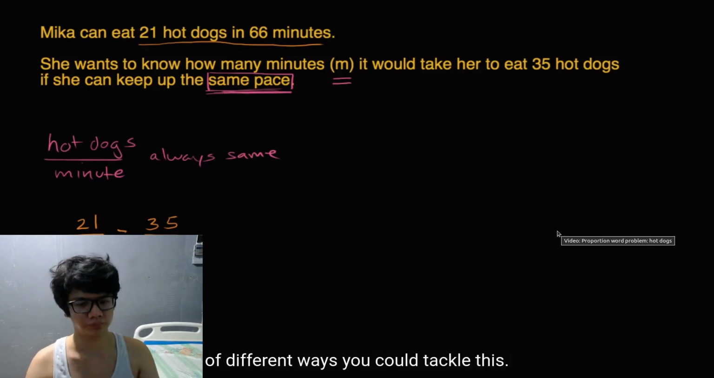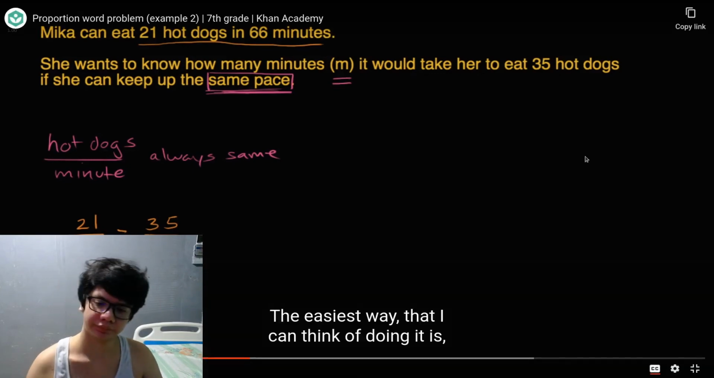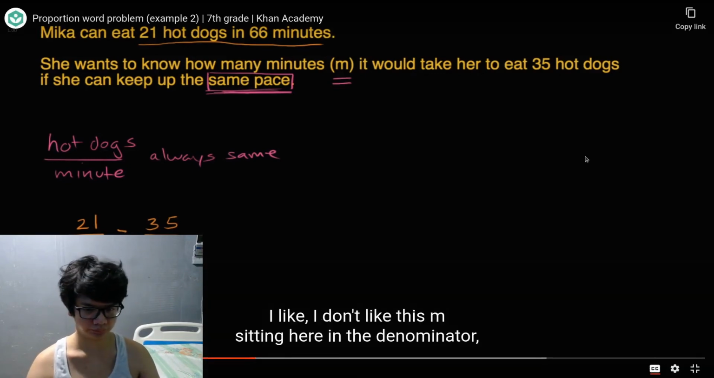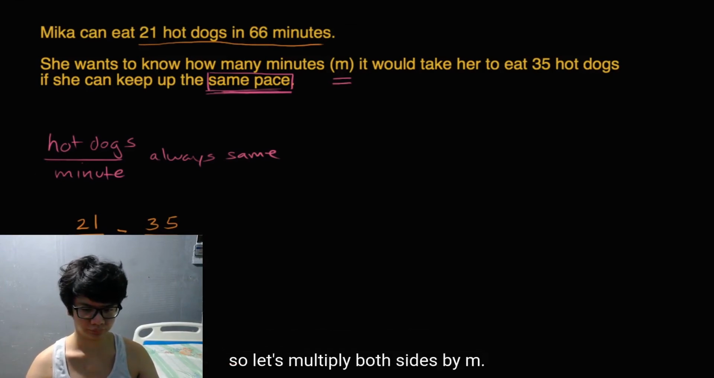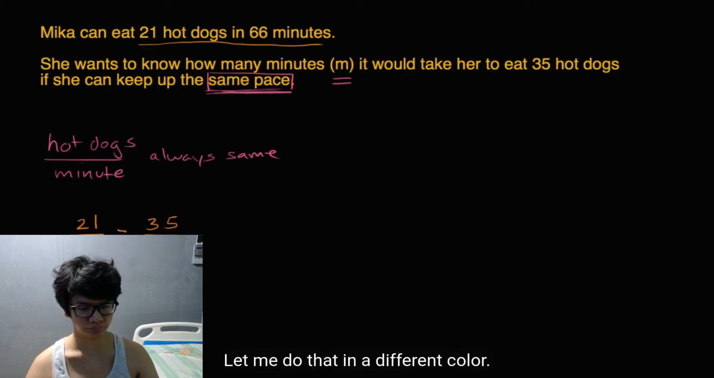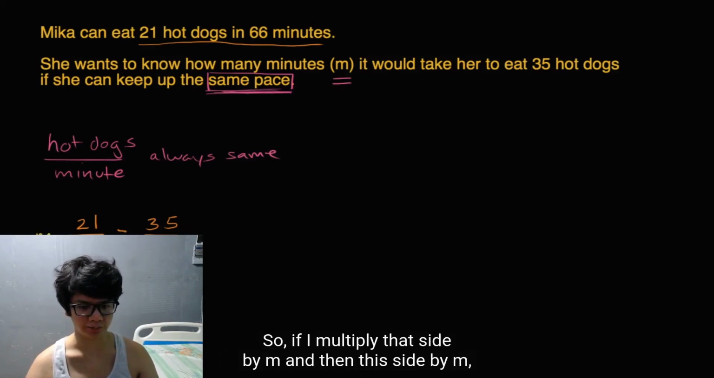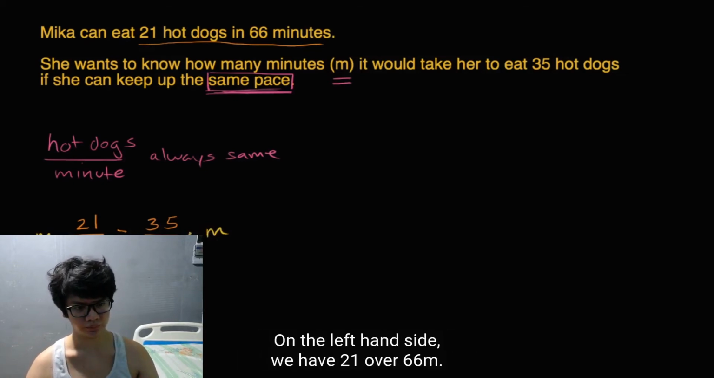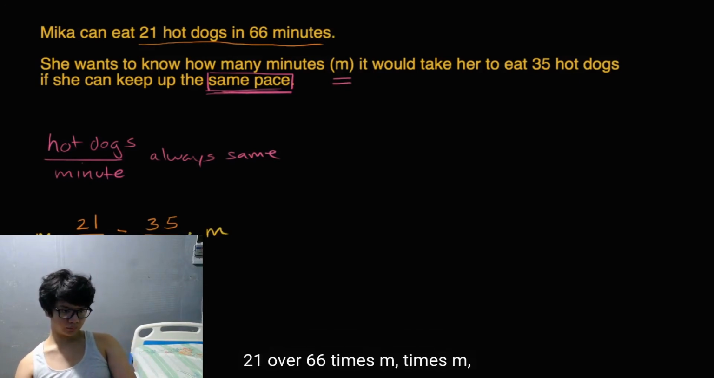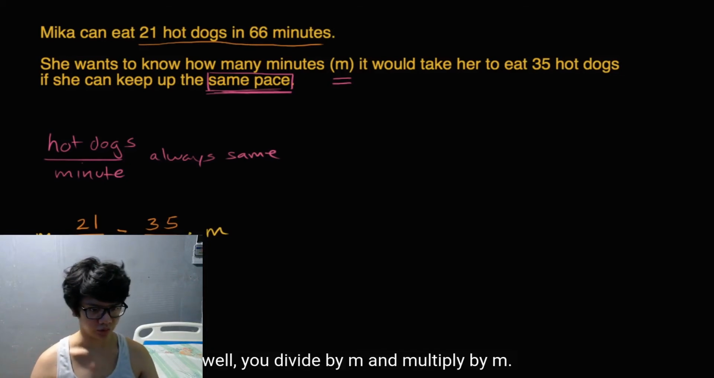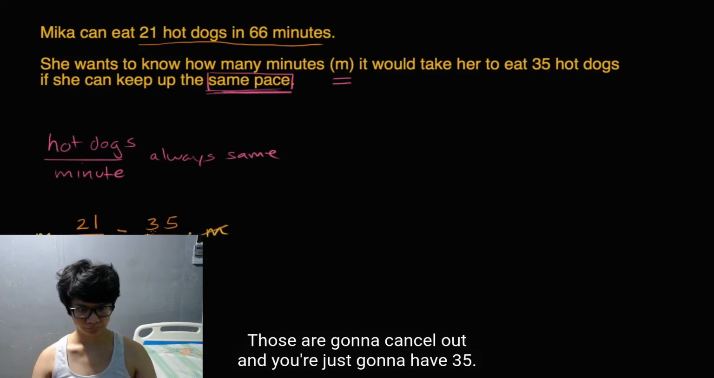There are a bunch of different ways you can tackle this. The easiest way that I can think of doing it is, I don't like this M sitting here in the denominator, so let's multiply both sides by M. It's a bit of algebra. On the left-hand side, we have 21 over 66 times M, is equal to, well, you divide by M and multiply by M, those are going to cancel out.